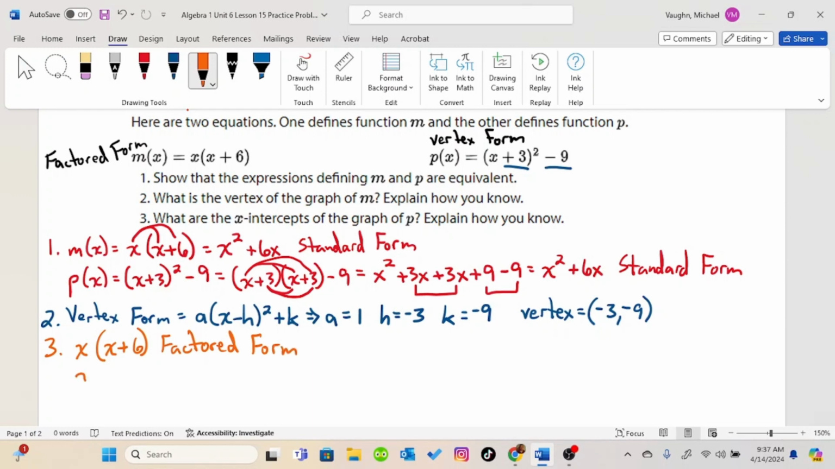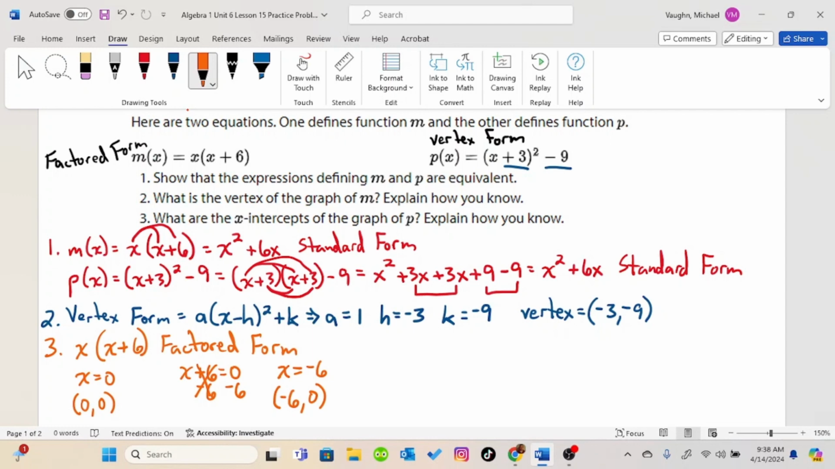I'm going to set x equal to 0, and that tells me that there is an x-intercept at the origin. Then I'm going to set x plus 6 equal to 0. I would subtract 6 from both sides to eliminate it on the left. That means x equals -6, so the other x-intercept is at -6, 0.